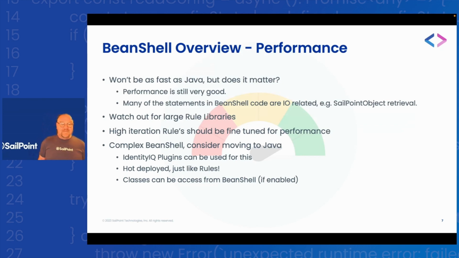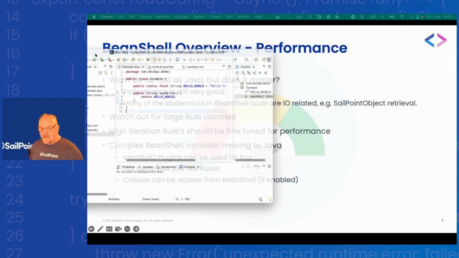I've got a very short demonstration of this. Basically, you could put your libraries or your heavy duty code inside a plugin, and then you can deploy it just like rules. It's hot deployment, and then you can access it across your Bean Shell landscape. Just to show you this, I'll just dive in.